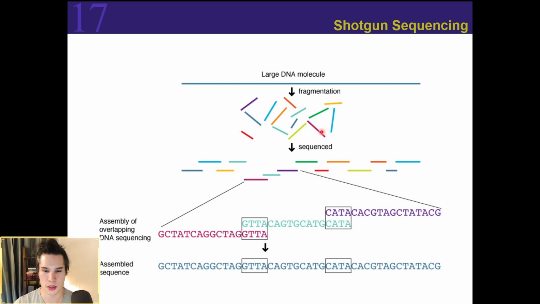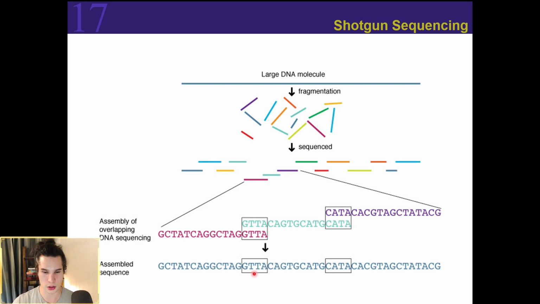So you cut this DNA into randomized fragments, and what you do is you line up the DNA with other DNA to find its relative location in the overall sequence. So we could take this magenta one, it starts with this GCT and ends with GTTA. Well, let's say you find another piece that starts off with GTTA. Well, you would know that from the GTTA up until the CATA would be another fragment.